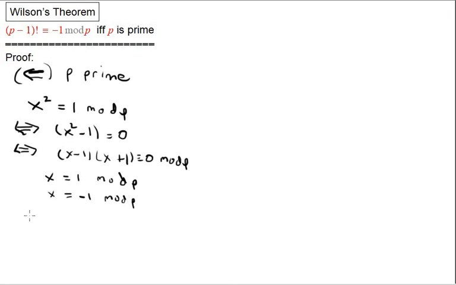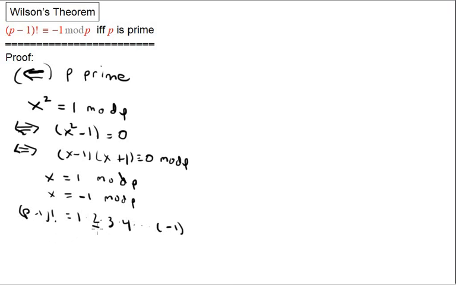So every other element has a distinct inverse. So if you consider (P minus 1) factorial, it's equal to 1 times 2 times 3 times 4 times all the way up to P minus 1, which is the same as negative 1. Every other element is not its own inverse. It has a distinct inverse element.